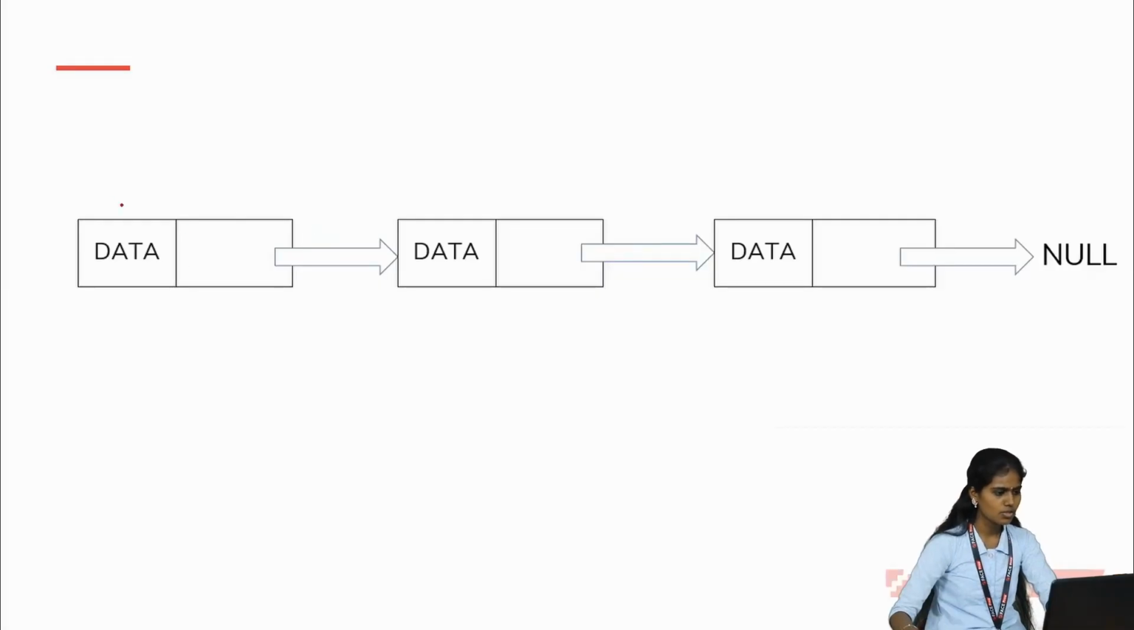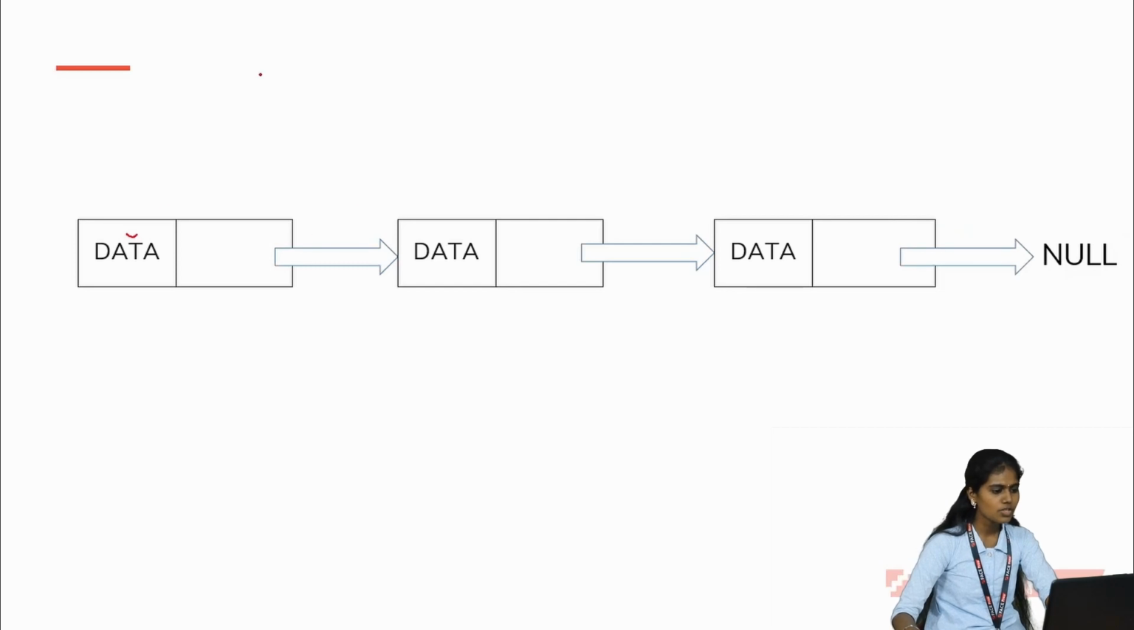So this is the node. It contains two parts. One is data and the other one is the linking part, that is, the address of the next one. Here the next pointer will be pointing towards the next element. It goes on, and the last element will be pointing towards null.